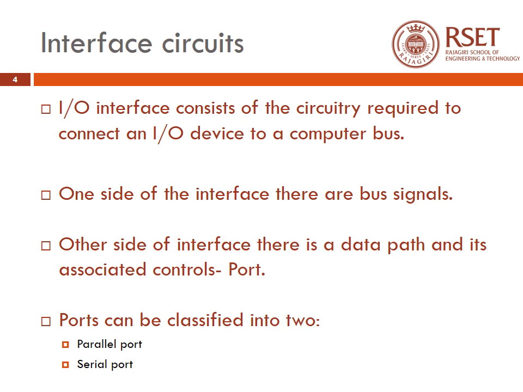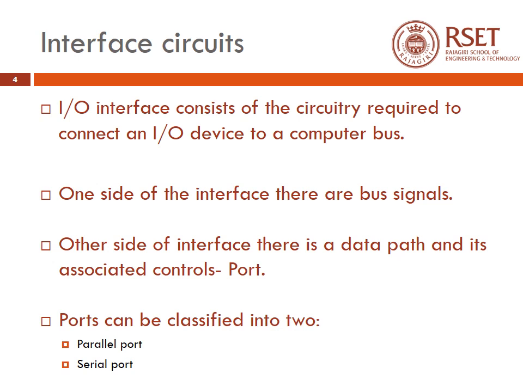So first we will define what is meant by an interface circuit. An interface circuit consists of the various components that are required to connect an input or an output device to a computer bus. On one side of the interface circuit, there will be different bus signals available, which can be used for providing the data, the address, or the control values. And on the other side of the interface circuit, there will be a data path available through which we can provide the data from the device, whether it be an input device or an output device, to the processor or vice versa. And this side of the interface is called a port.